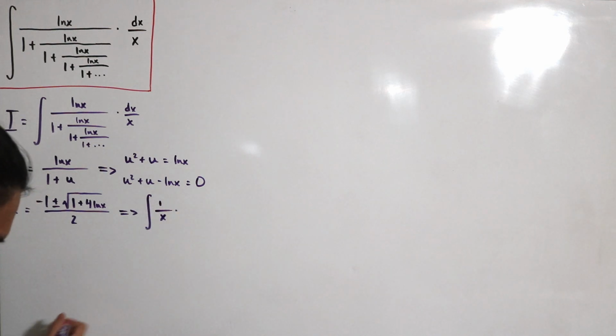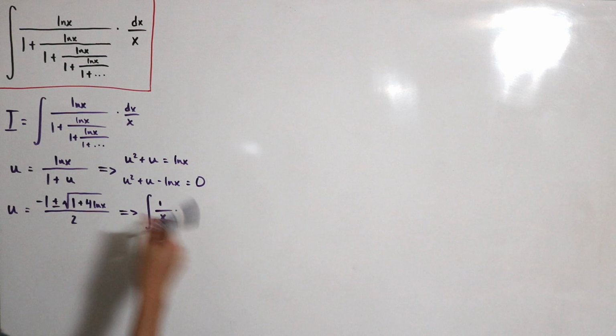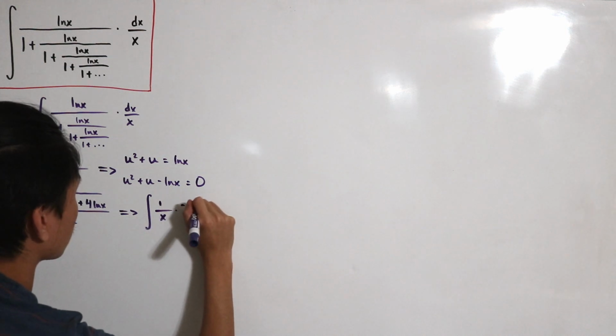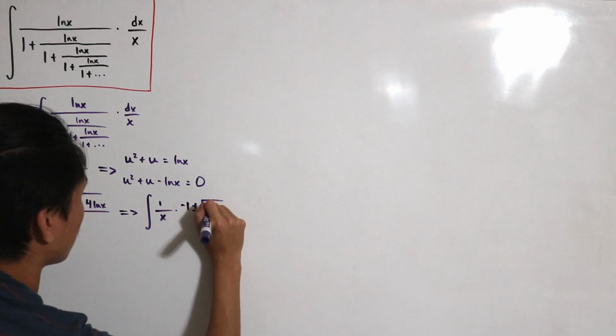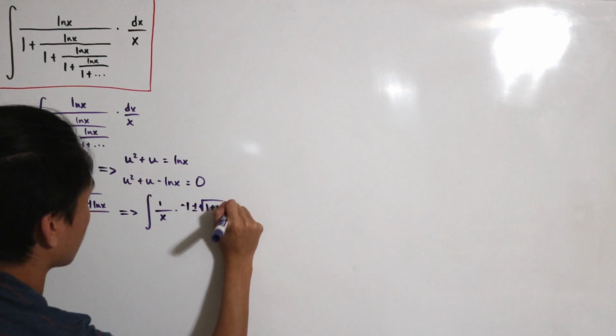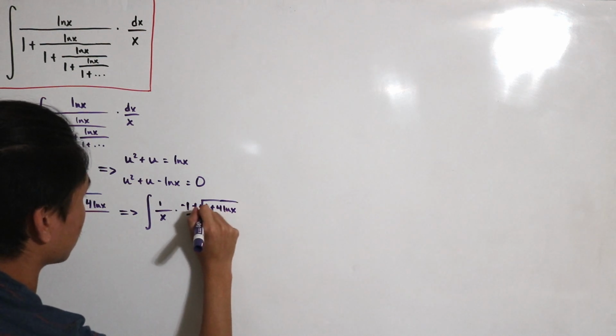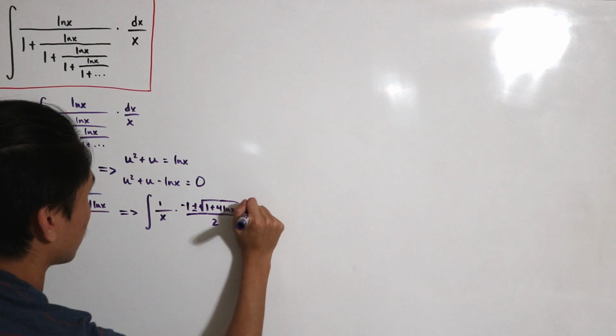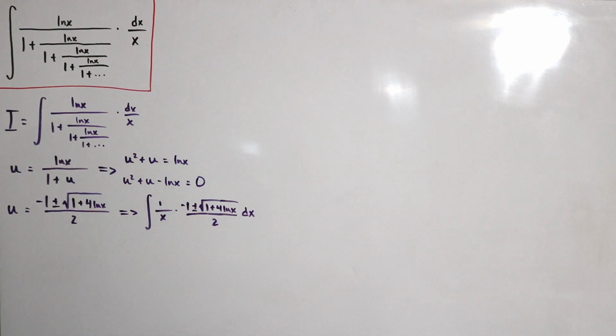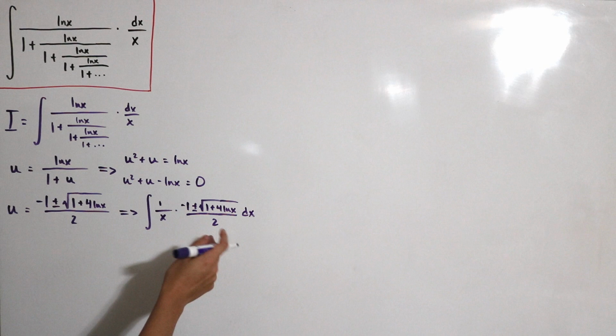Then we multiplied this with our substitution over here for u, so it's -1 plus or minus the square root of 1 plus 4 times ln of x, and then divide this by 2, and then dx. Now things will become very simple from here.